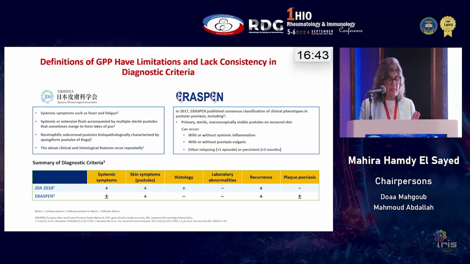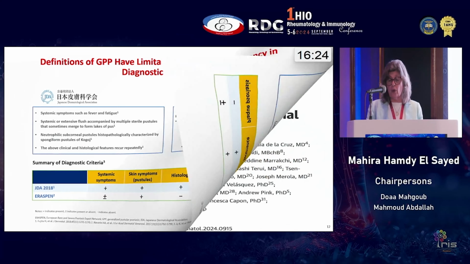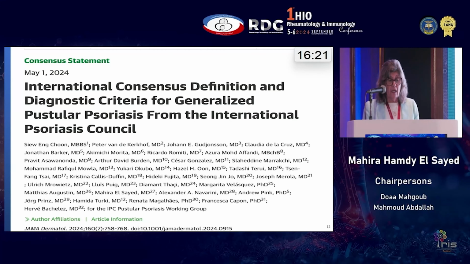For example, systemic symptoms were said by the Japanese to be, they have to be present, and Eraspen said with or without. Histology, the Japanese said it needs to be confirmed by histopathology. Lab abnormalities was absent from both, and Eraspen mentioned with or without plaque psoriasis, until IPC and Professor Chun did a Delphi study and did the international consensus definition and diagnostic criteria for GPP from the IPC with Professor Chun and Professor Peter van der Kerkhoff.